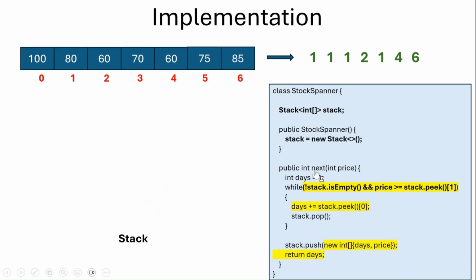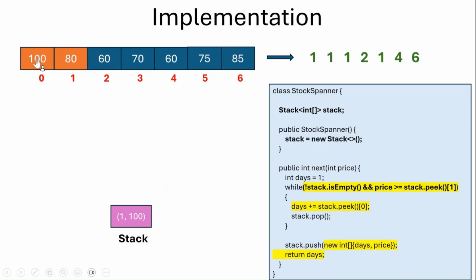And this is the next method, where for every day this next method gets called with that current day price, and we return the span for that current day. So 100, 1 comma 100 will be added to the stack because the stack is empty, so it will not go into the while loop. So the new entry 1 comma 100 will be added, and this 1 is the days for the current day. So that 1 will be returned as an output, as the stock span for day 0.